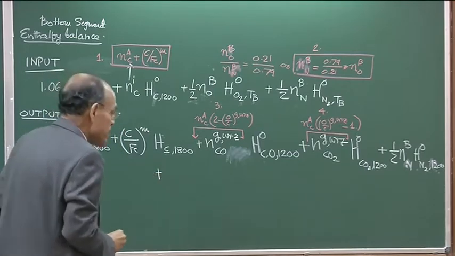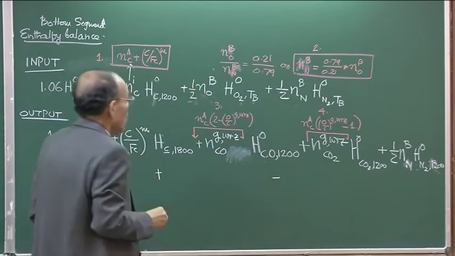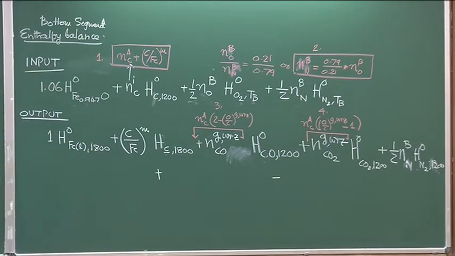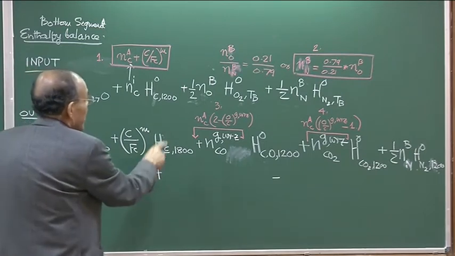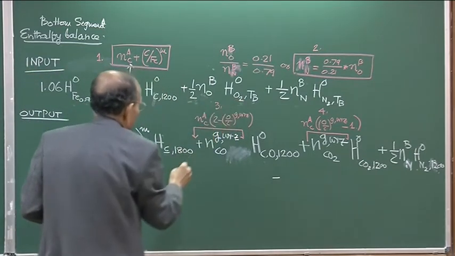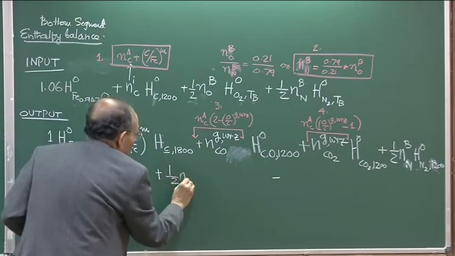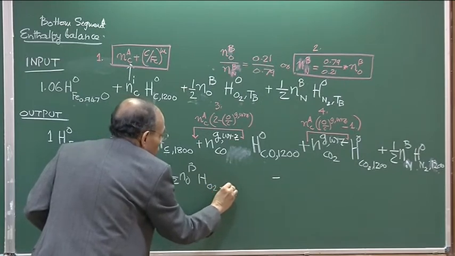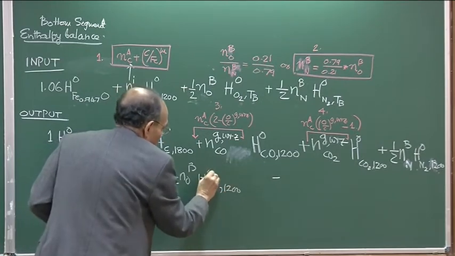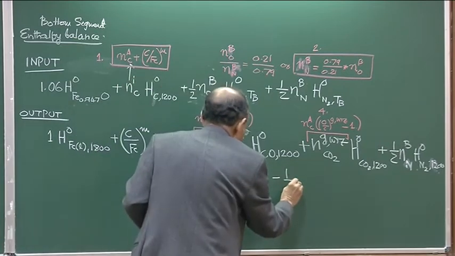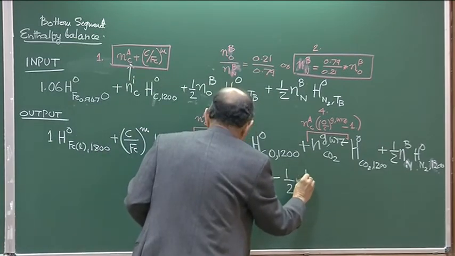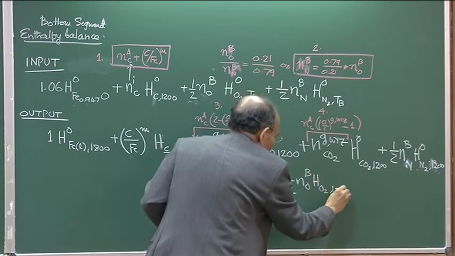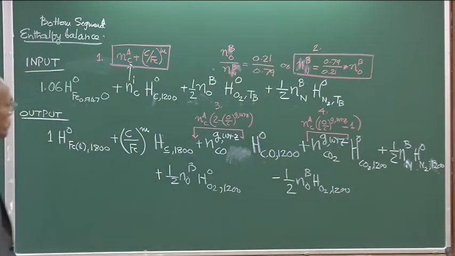One term I am going to add and the same term I am going to subtract. So, there is no problem in the overall oxygen balance equation; I am trying to put it in an elegant fashion. So, I am going to add half NOB H naught O2 at TB instead of 1200, and then I am going to add this half NOB H O2 at 1200. So, there is no consequence of this addition and subtraction.